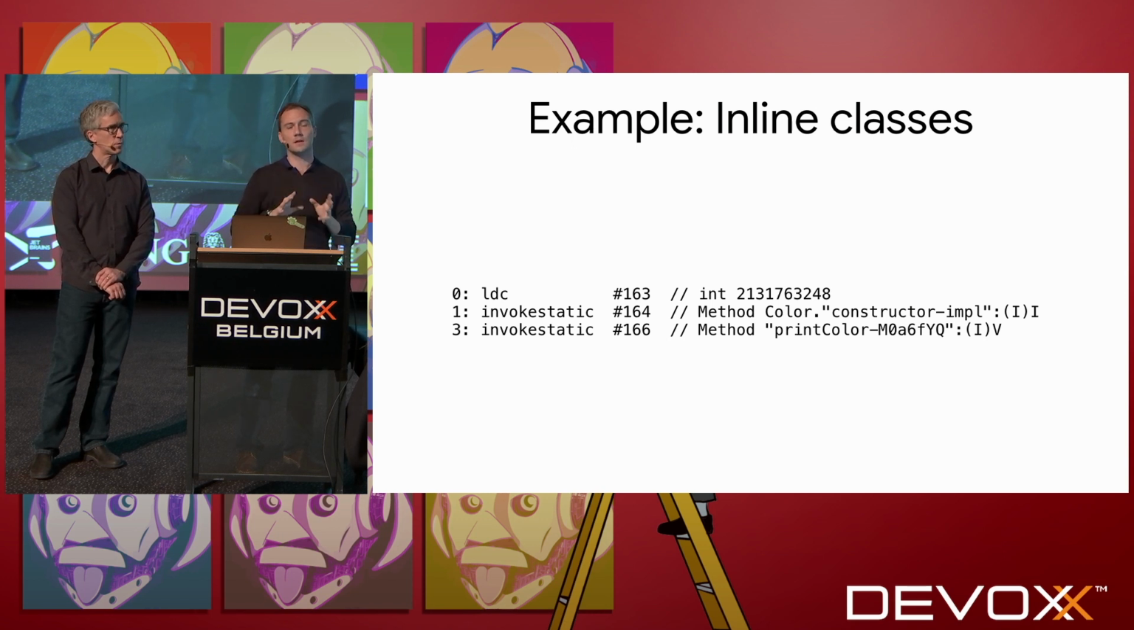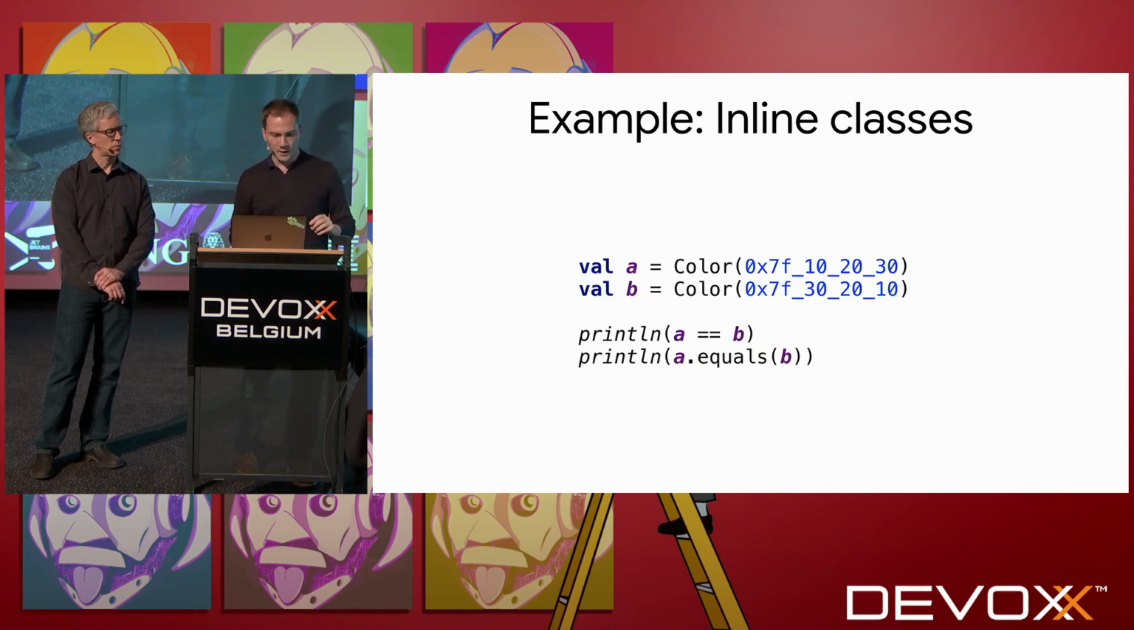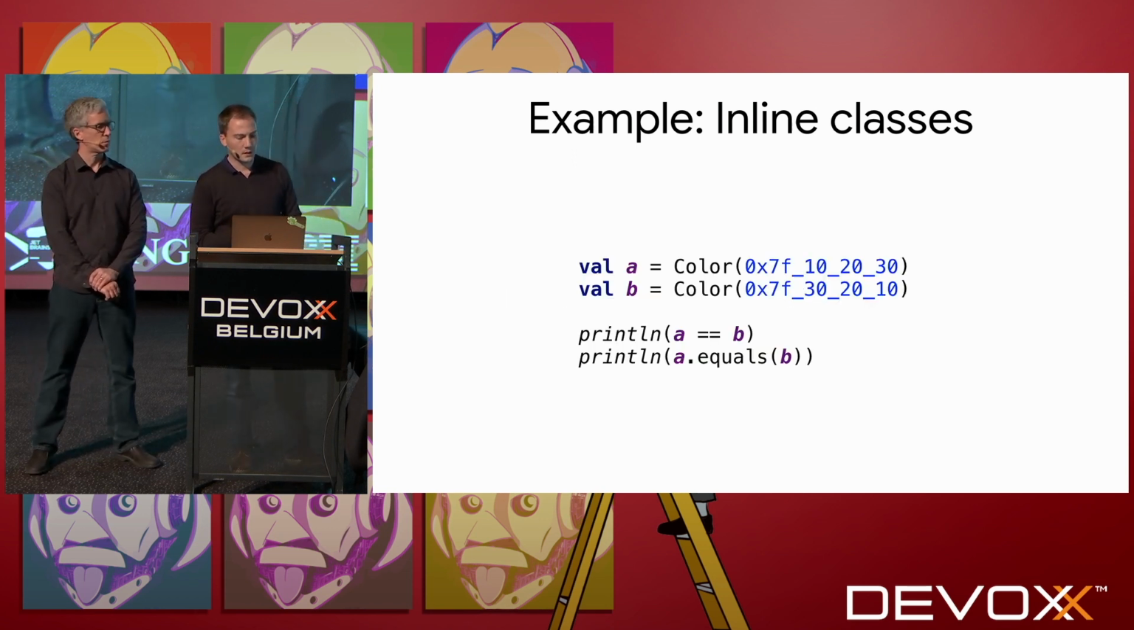The color class itself is completely gone. This constructor impl is exactly what we saw with the unsigned ints. It just takes the parameter and returns it, so it doesn't do anything. So we're only using the integer, the color class doesn't exist at all. There are some gotchas with inline classes.